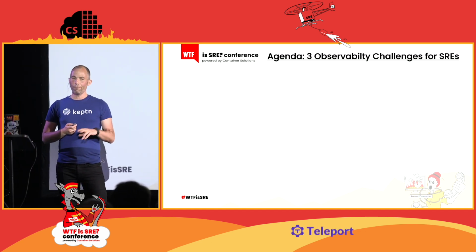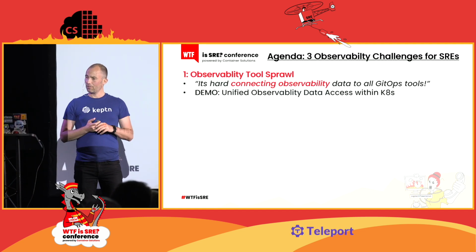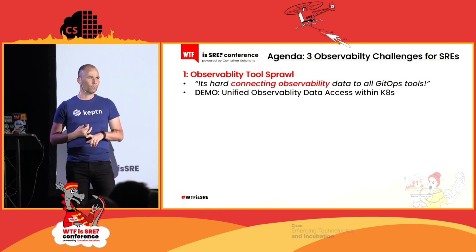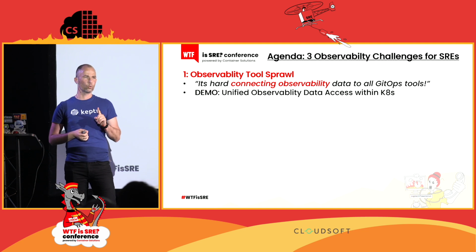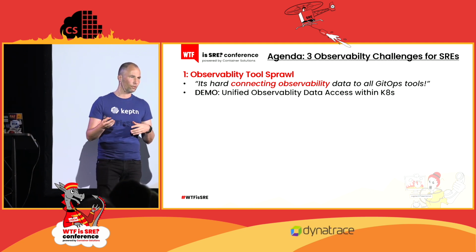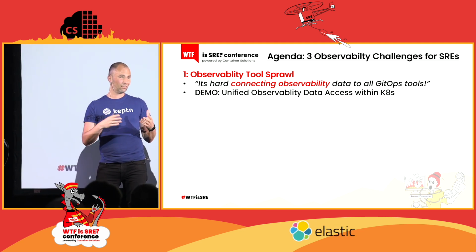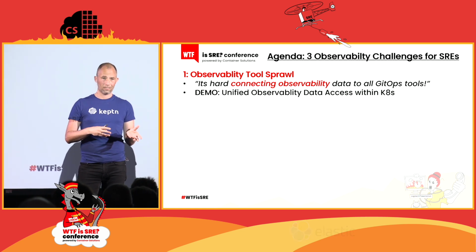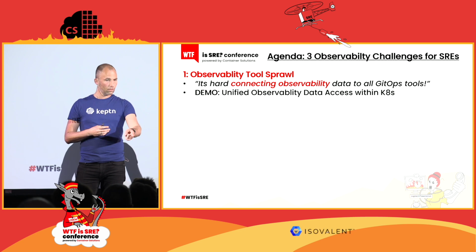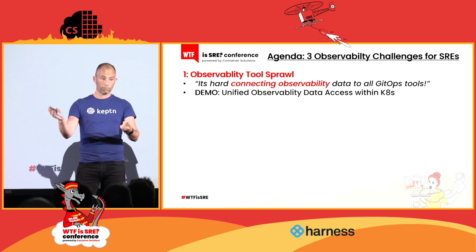Perfect. So I have three major agenda items. First, or three major use cases that I think are challenging for SREs these days. First, observability tool sprawl. What that means is you have many tools of choice when it comes to observability. The challenge is, how do you connect all of the observability tools to your tools that run in Kubernetes that actually make automated decisions? So if you think about, you mentioned Argo. You're using ArgoCD, but you maybe also use Argo Rollouts for canary deployments.